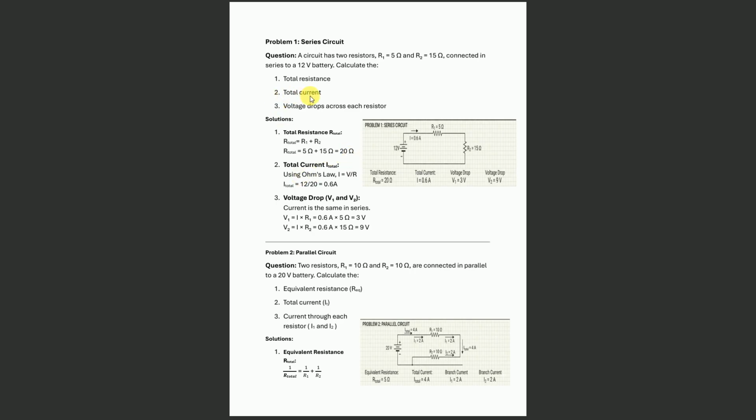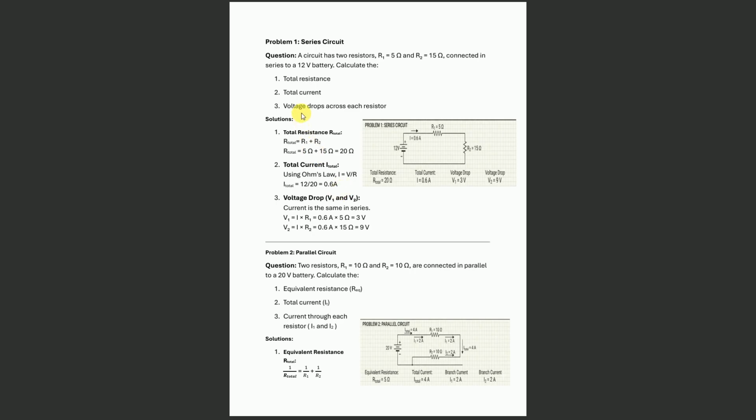Now we have to find the total current which is flowing in this circuit. So we know that in a series circuit current always remains the same. And here the voltage is provided, and we have also found the total resistance, which is equal to 20 ohm. Now by just using Ohm's law we can easily find the total current, I is equal to V over R. Just put the values. V 12 volt over R which is 20 ohm, so the total current will be equal to 0.6 ampere.